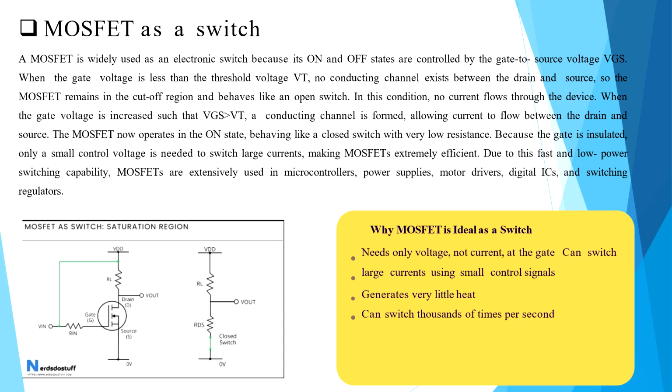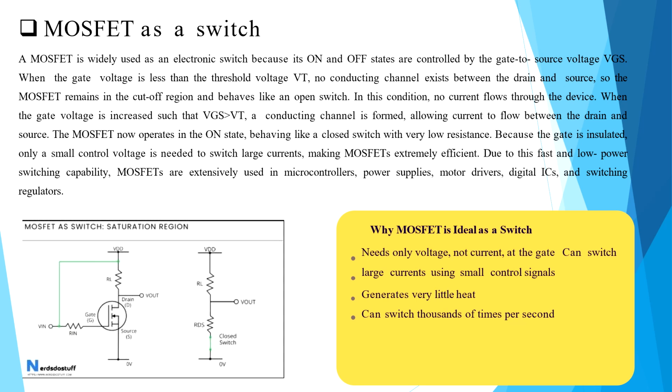So now we are going to see how a MOSFET works as a switch. The topic is MOSFET as a switch. A MOSFET is widely used as an electronic switch because its on and off states are controlled by the gate to source voltage VGS. When the gate voltage is less than the threshold voltage VT, no conducting path exists between drain and source. So the MOSFET remains in the cutoff region and behaves like an open switch. In this condition, no current flows through the device.